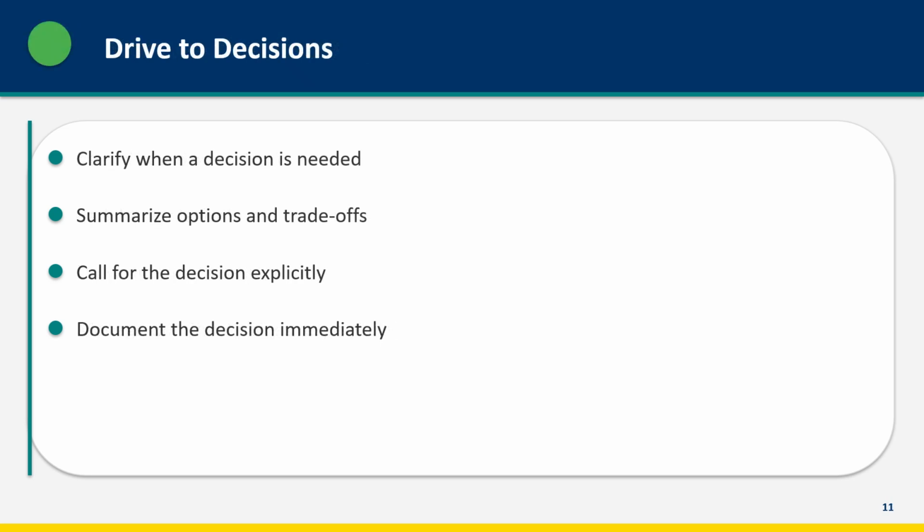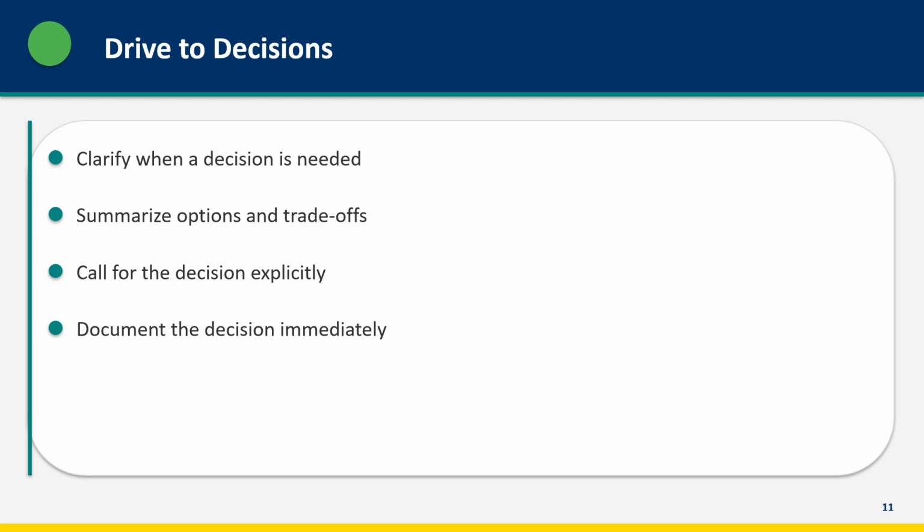When a topic requires a decision, drive toward it. Don't let discussion meander indefinitely. Clarify that a decision is needed. Summarize the options discussed and their trade-offs. Then call for the decision explicitly. Based on this discussion, what's our decision? Who's making it? Once decided, document it immediately. Don't rely on memory. Write it down where everyone can see.